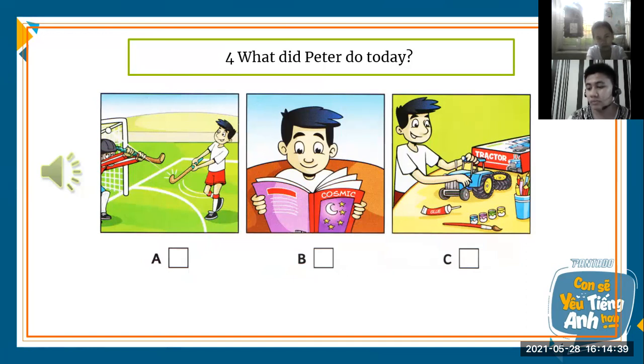What did Peter do today? Did you have a good day at school, Peter? Yes, Dad. I scored a goal when we played hockey. Well done. And what's this? It's my model tractor. We made them yesterday. It's great. And is this your book about the moon and the stars? Yes. I've got to read it for Friday. I can start tomorrow.